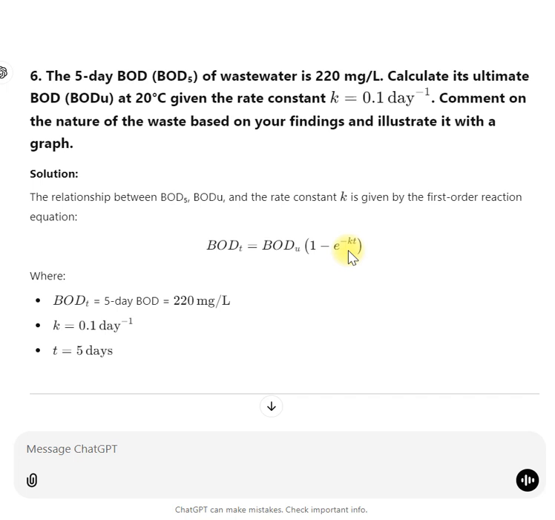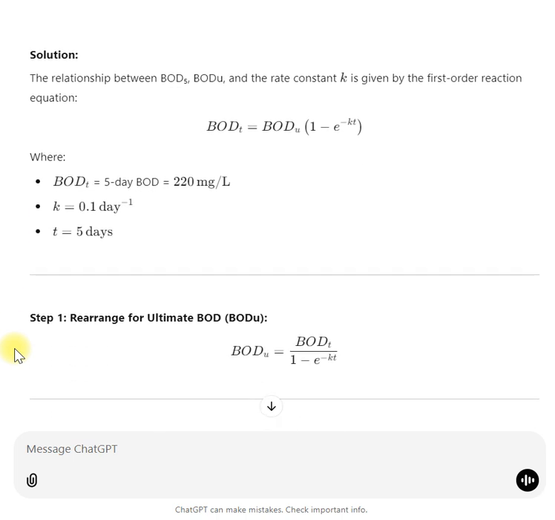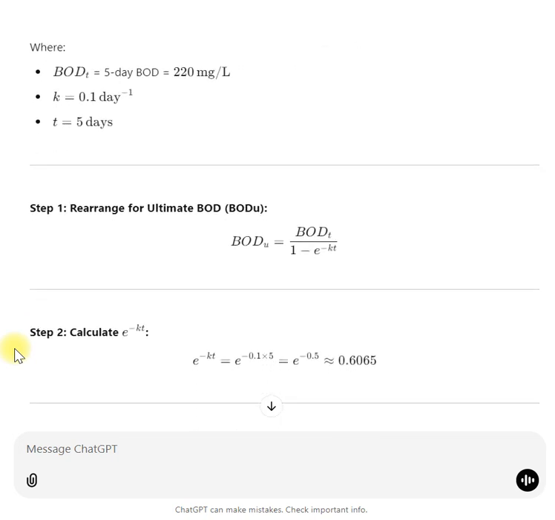Question 6. The 5-day BOD of wastewater is 220 milligrams per liter. It is calculated at 20 degrees Celsius, given the rate constant K equals 0.1 per day. Comment on the nature of the waste based on your findings and illustrate it with a graph. Solution. The relationship between BODu and the rate constant K is given by the first-order reaction equation: BOD_t equals BODu times (1 minus e to the minus Kt), where BOD_t equals the 5-day BOD, 220 milligrams per liter, K equals 0.1, and t equals 5 days.